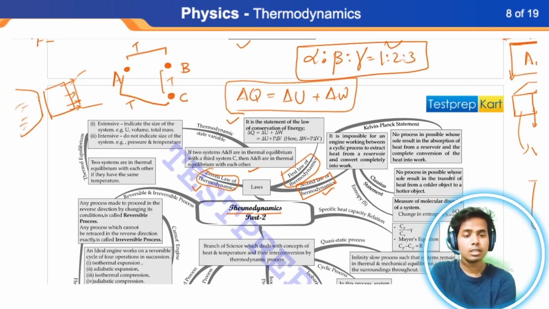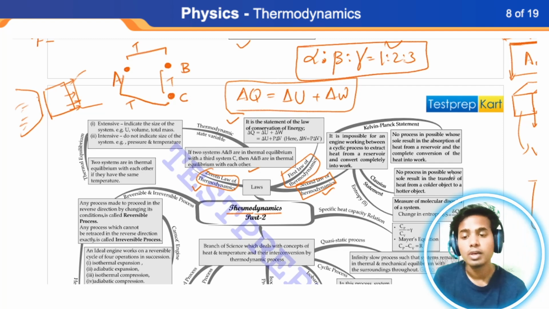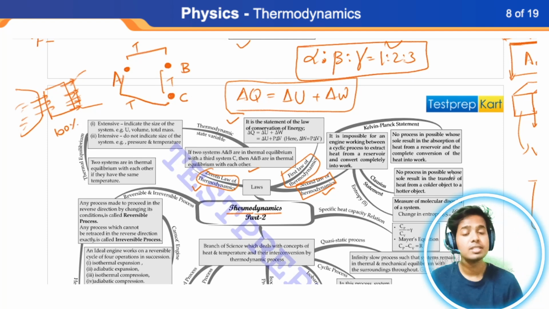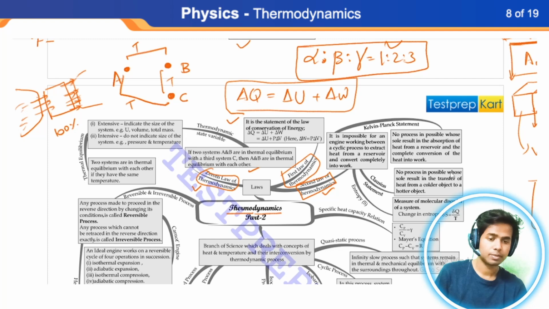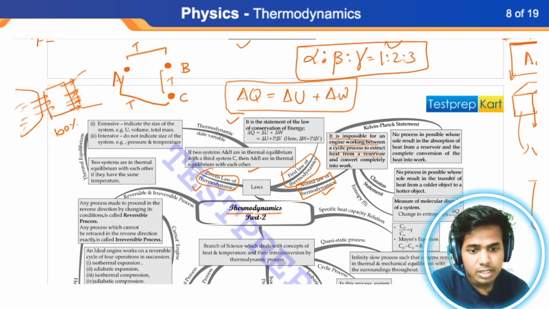An engine is basically the machine which converts one form of energy into another form of energy. This law basically says that it is impossible to convert the energy from the reservoir into work done by the system with 100% efficiency. The efficiency can never reach 100%. It means heat loss will definitely happen. That is what this law is all about. So it is impossible for an engine working in a cyclic process to extract heat from a reservoir and convert it completely into work. That is the thing I said.